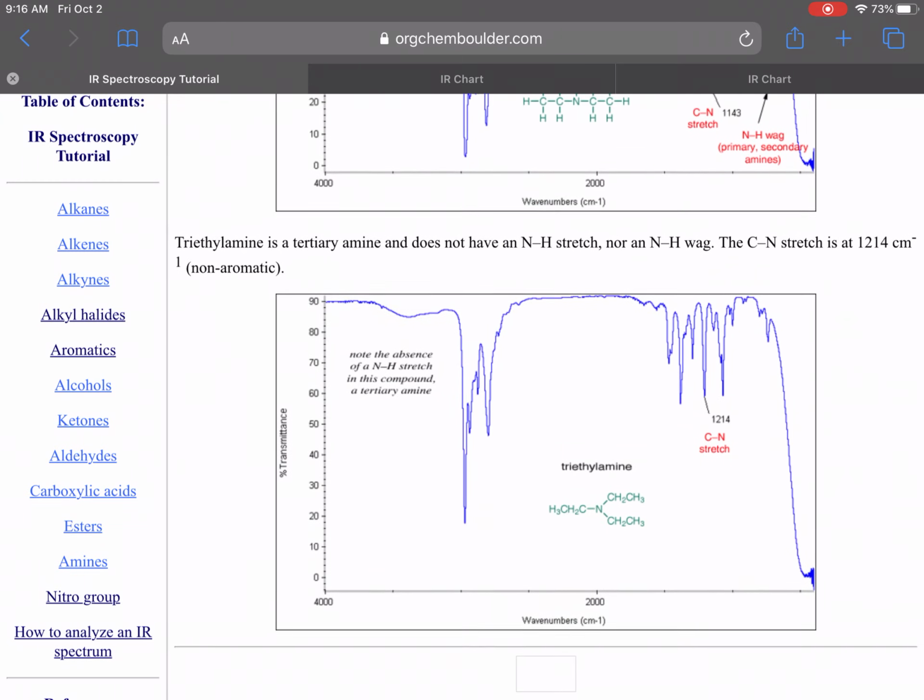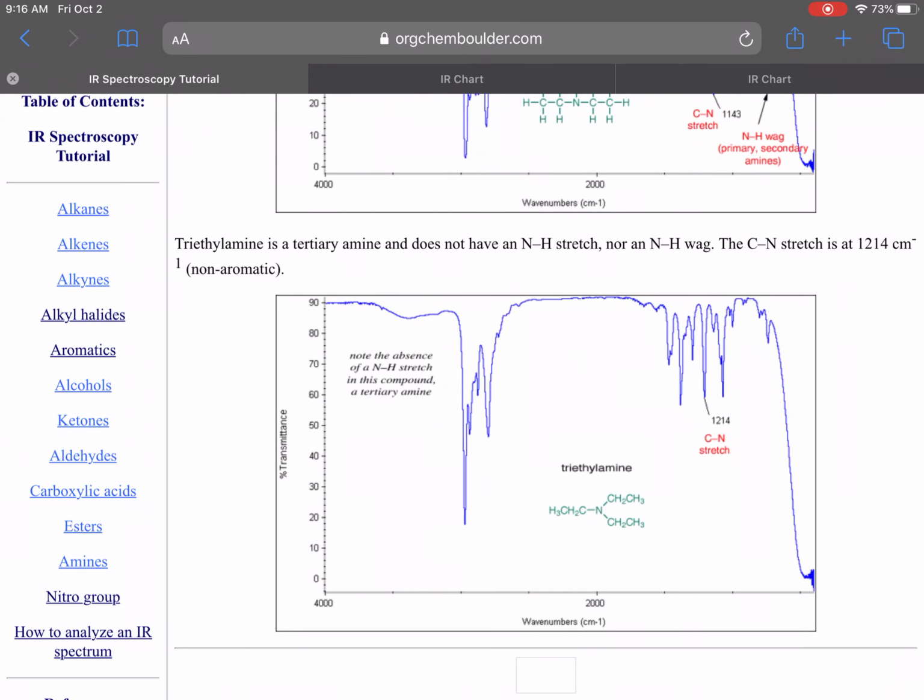Unfortunately, because of this, tertiary amines can be pretty hard to identify through IR spec because they really just look like alkanes, right? So what we have to do with tertiary amines, a lot of times, is use some other means of instrumentation and analysis in addition to IR to identify them.